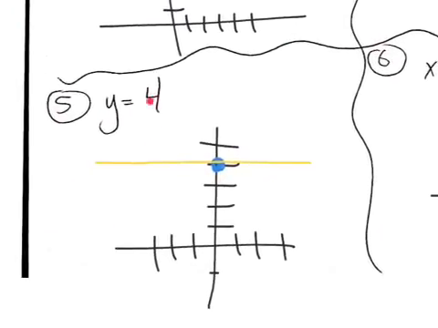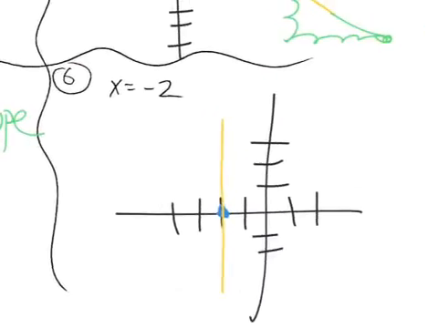Okay. And then for 5 and 6, we just have y equals a number or x equals a number. So I go up to 4 and draw my point and know that that's going to be a flat line. And we say that this slope is 0. And then if we have x equals negative 2, draw a point, we have a vertical line. And we can say that this is no slope because it's too steep.